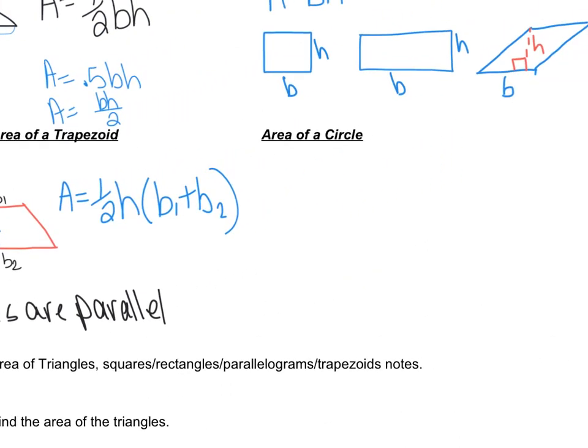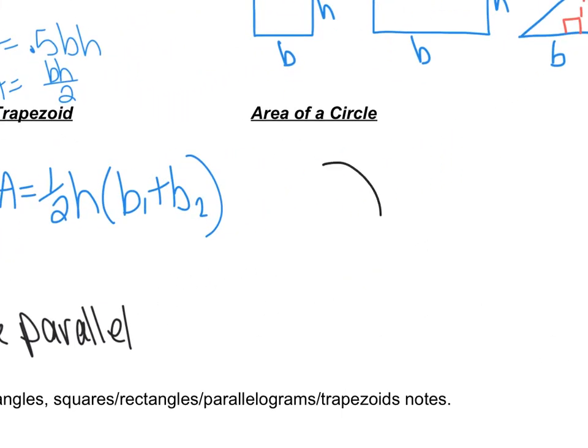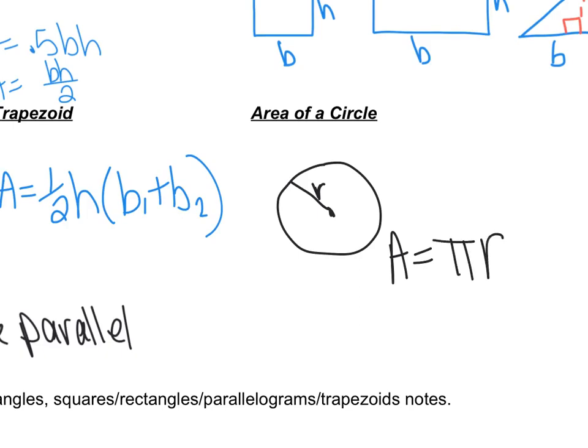And circle we did last week. Remember, we have a circle. We have a radius, and the area of the circle is just pi r squared.